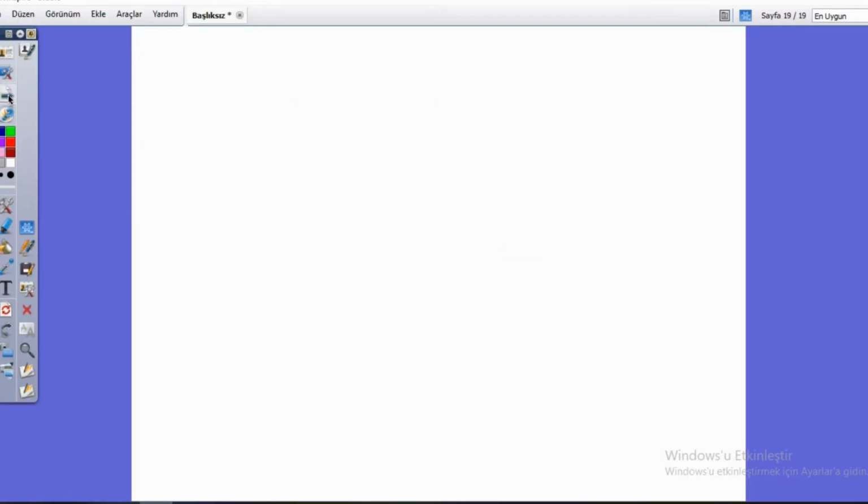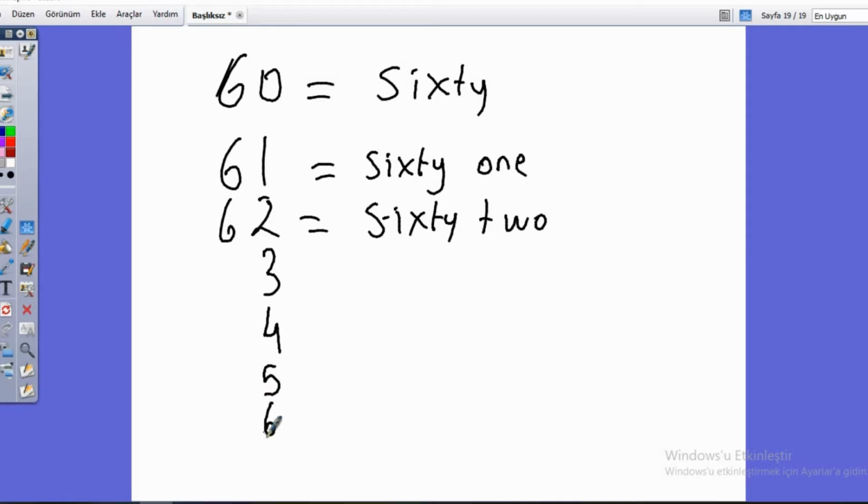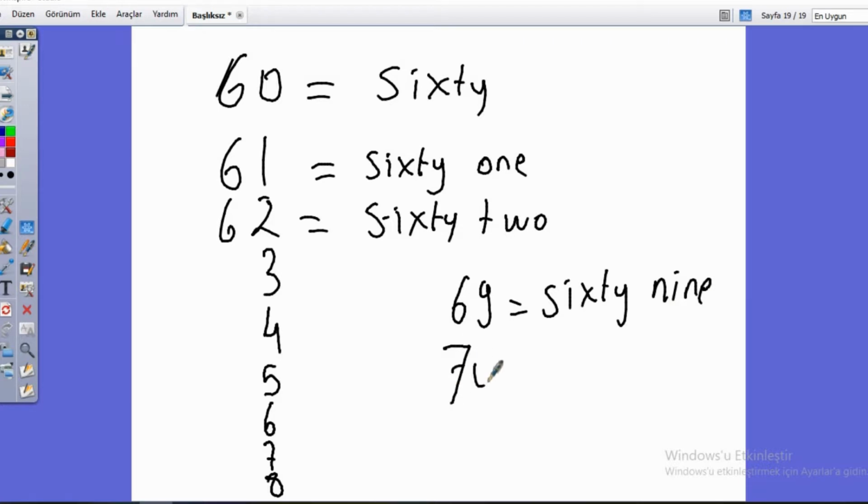Look here. Let's start now from 60, for example. Like 60. The next number is 61 and goes the same way, like 62, 63, 64, 65, 66, 67, 68, and like 69, and of course the next number is 70.